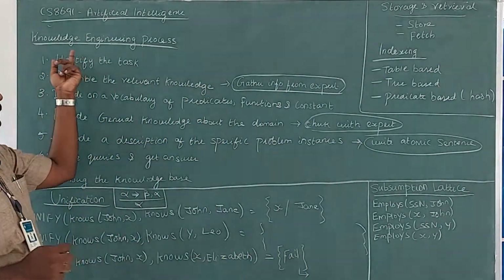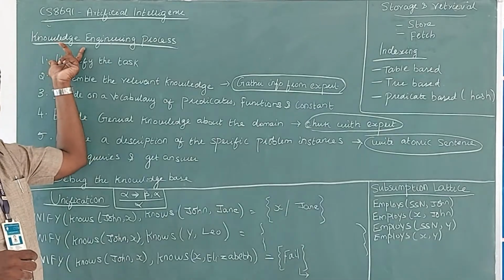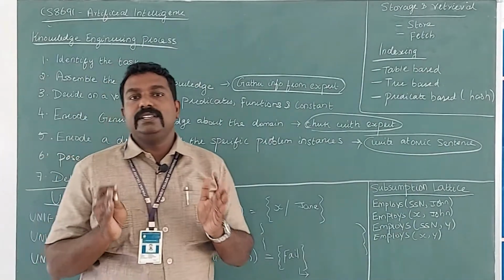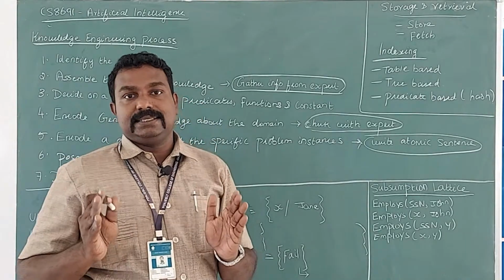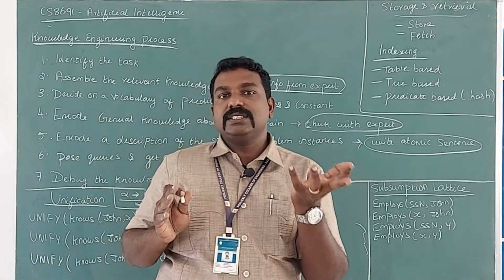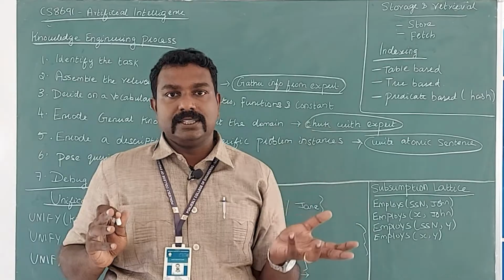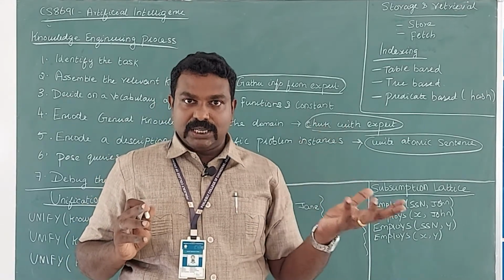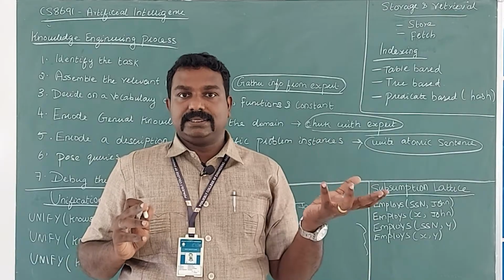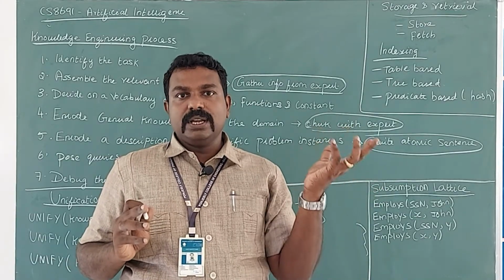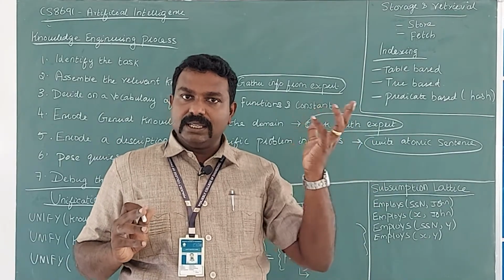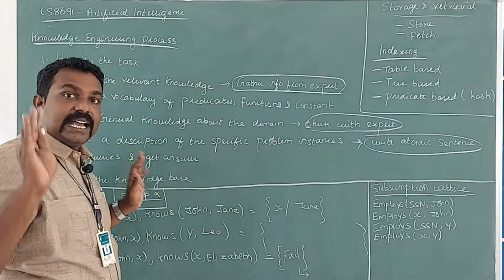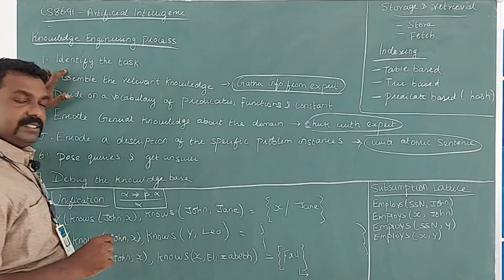The first step involved in the knowledge engineering process is to identify the task. First, you have to determine the task, what information you are going to store in the knowledge base. For example, if you are going to store the information about our college, that is the task. The task is to store the information regarding our college. So first we have to determine the task.